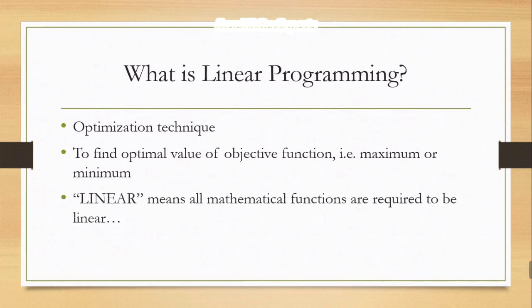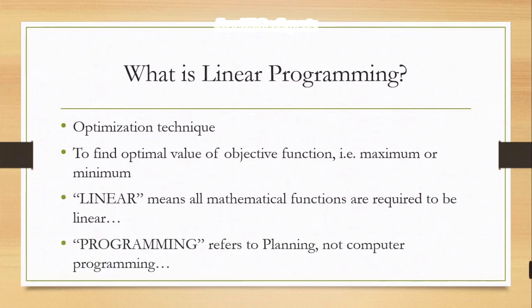Linear means all mathematical functions are required to be linear, while programming refers to planning, not computer programming. It is the process of selecting the best solution from various alternatives. So to sum it up, linear programming may be defined as the problem of maximizing or minimizing a linear function which is subject to linear constraints.